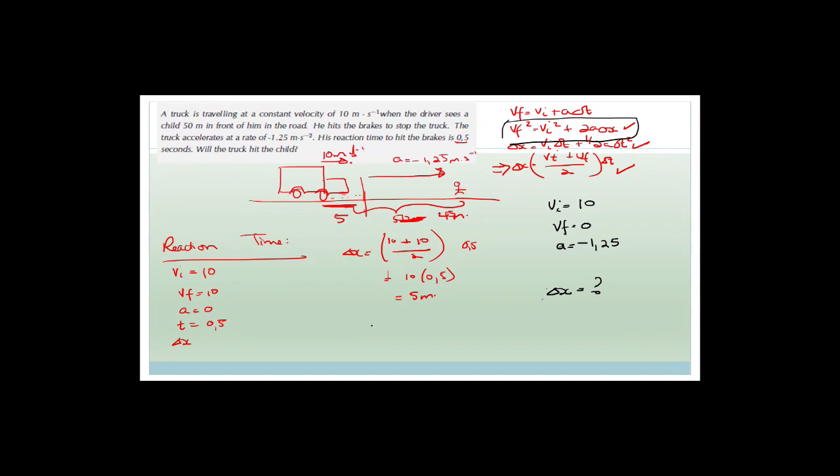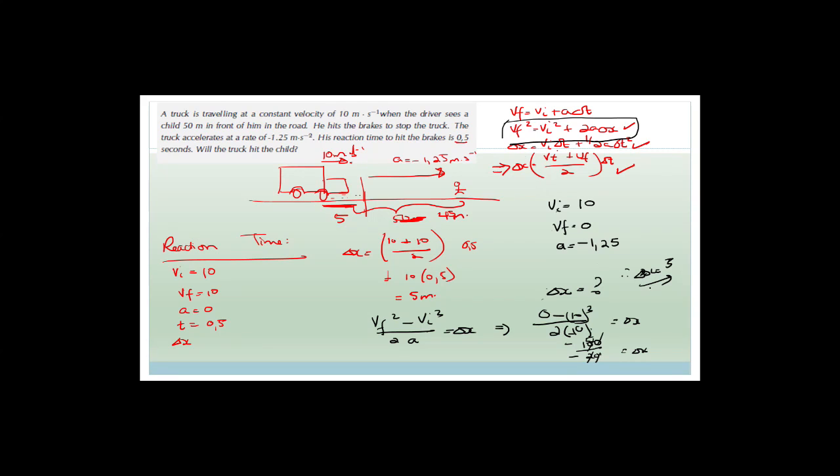So we're going to go VF squared minus VI squared over 2 times A is equal to delta X. Therefore the final velocity is 0 minus the initial velocity, which is 10, all squared, over 2 times the acceleration, which is negative 10, is equal to our delta X. So that's minus 100 over minus 20 is equal to delta X. Therefore we can cancel, and the 2 with the 10 to give you 5. Therefore delta X is equal to 5.